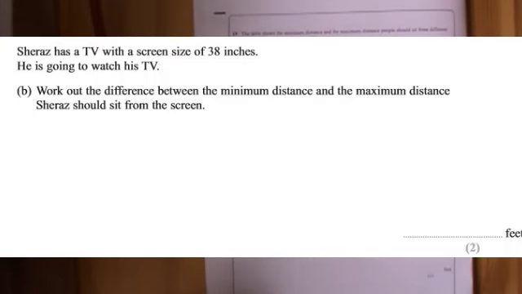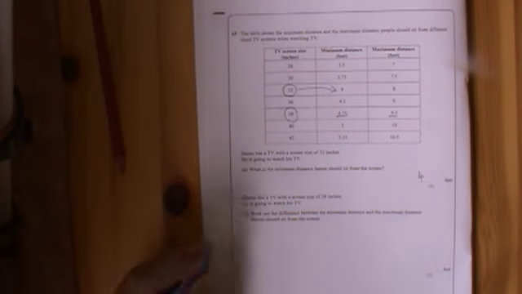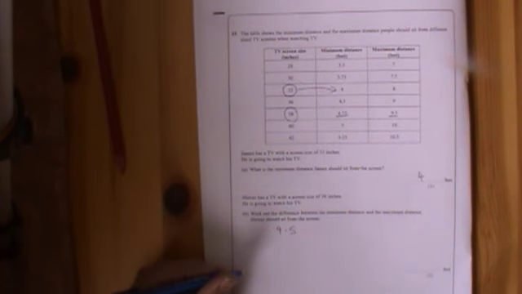Shiraz has a TV with a screen size of 38 inches. He's going to watch his TV. Work out the difference between the minimum distance and the maximum distance Shiraz should sit from the screen. So we've got a 38 inch TV, and there we go. The minimum distance is 4.75, the maximum is 9.5. Now this is the non-calculator paper, don't forget, so we can't go reaching for our calculator. So we've got to do a subtraction, because difference means subtract.